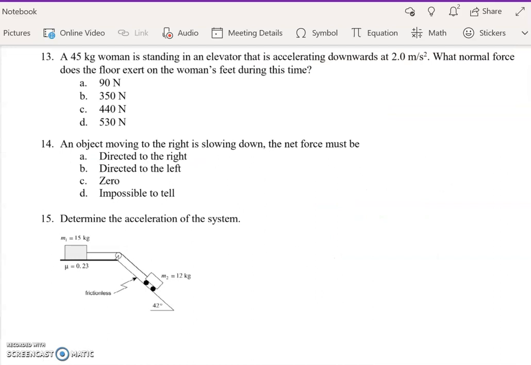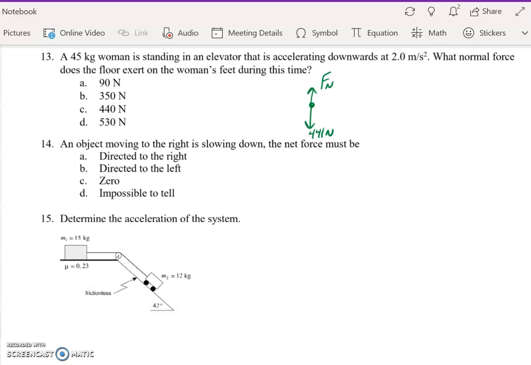13. A 45 kilogram woman is standing in an elevator that's accelerating downward at 2 meters per second squared. What normal force does the floor exert on the woman's feet? Okay, so 45 kilograms times 9.8 going down is 441 newtons. And if the elevator is accelerating down, that means the force down is bigger than the force up.